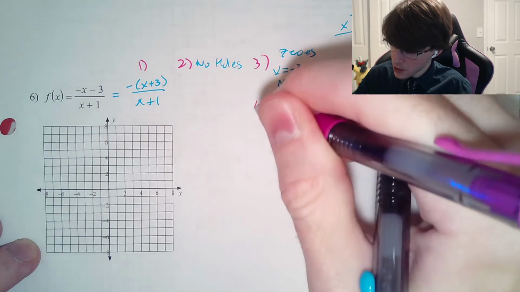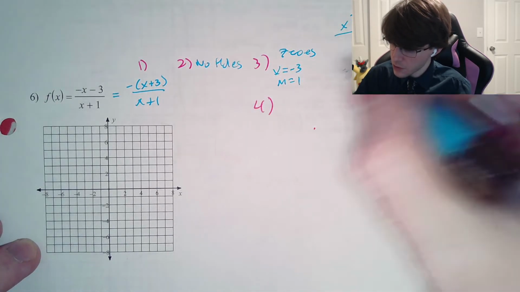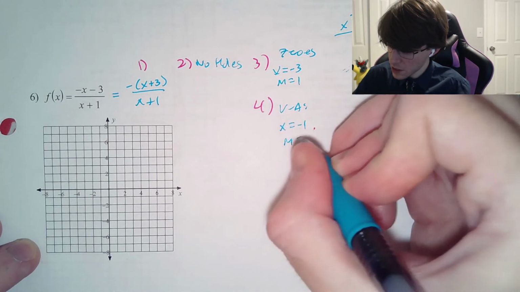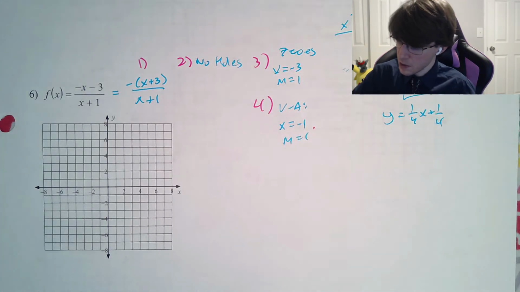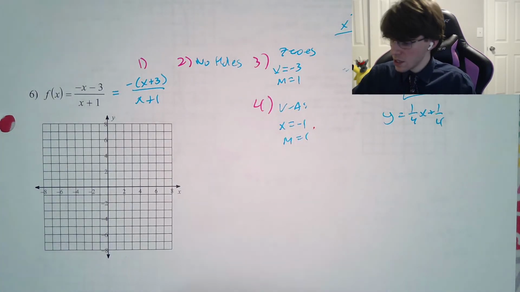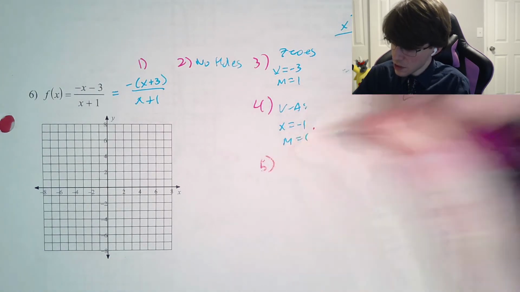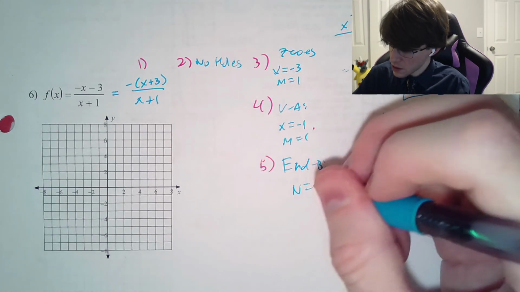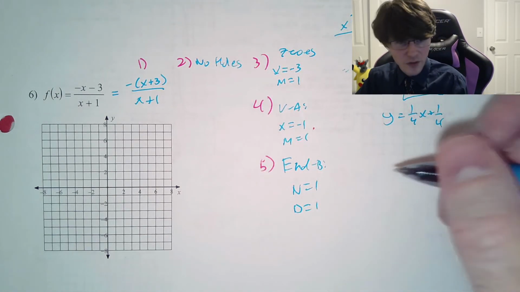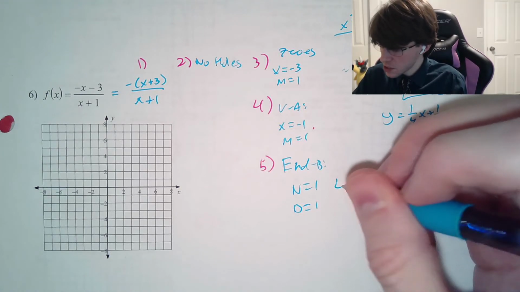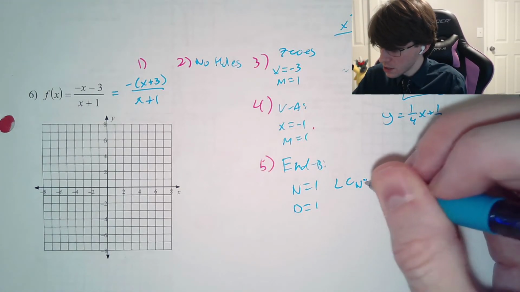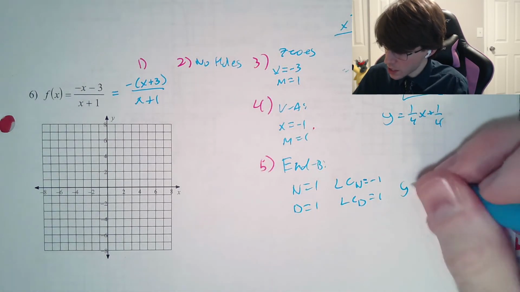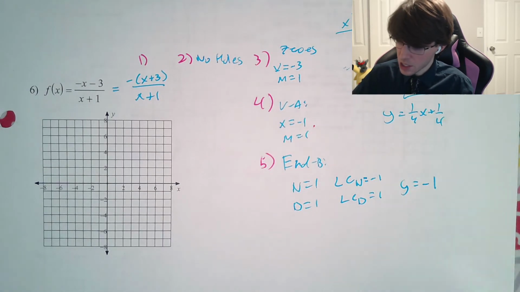Step number 4 here. For step number 4, we have our vertical asymptotes. Our vertical asymptotes are going to be at x is equal to -1, also multiplicity 1. Like I was saying, I did all multiplicities of 1 only on these guys. But so it goes. For the end behavior, we have the numerator degree is 1, the denominator degree is 1, so we have to compare the coefficients. For the coefficients, our leading coefficient of the numerator is -1, the leading coefficient of the denominator is +1, so your end behavior is y is equal to -1 over 1, or just -1.